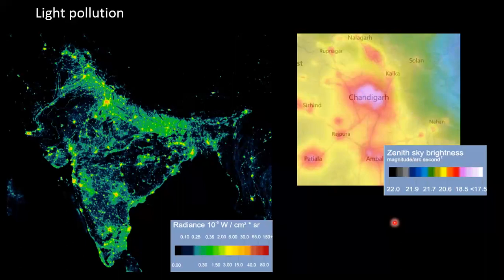Thank you, sir. Where do you get these images from? This is from some website called Light Pollution Map, I think. You can search for a light pollution map, and it will show you some maps. Okay.